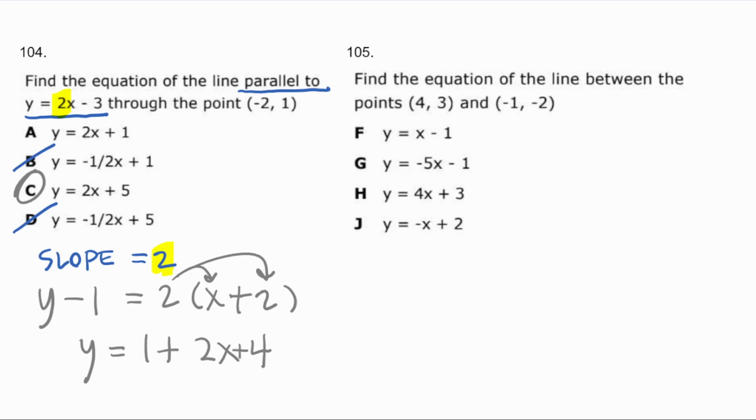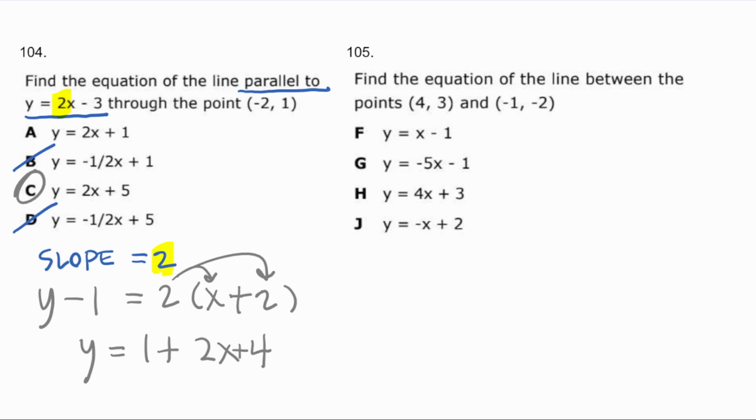Those would be lines that are perpendicular to the given line. And then it passes through the point -2, 1. Well, you should just test and see. If I plug in x equals -2 to the equation in answer choice A, I'm going to get y equals -3, which is not the same as 1. So that's another reason why it's C.